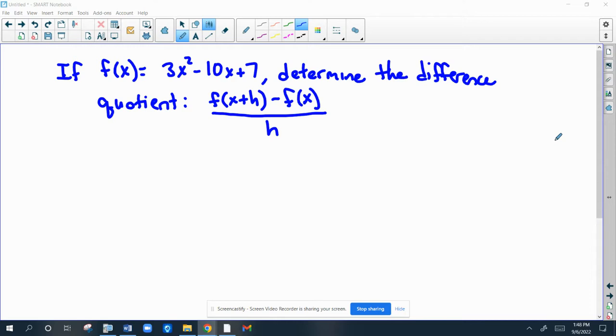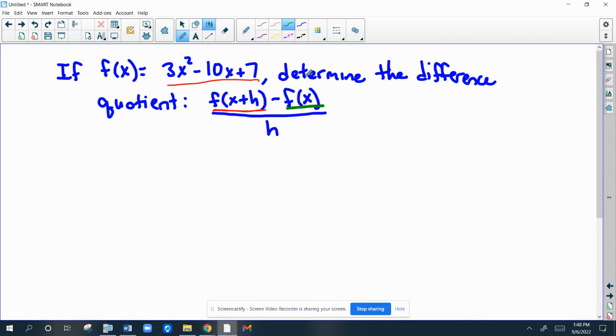So here's a look at the difference quotient, f of x plus h minus f of x over h. And we're going to apply this difference quotient to this function, 3x squared minus 10x plus 7. So what I'm going to do here is break it down into pieces, this piece and this piece first. So let's call it the red piece and the green piece.